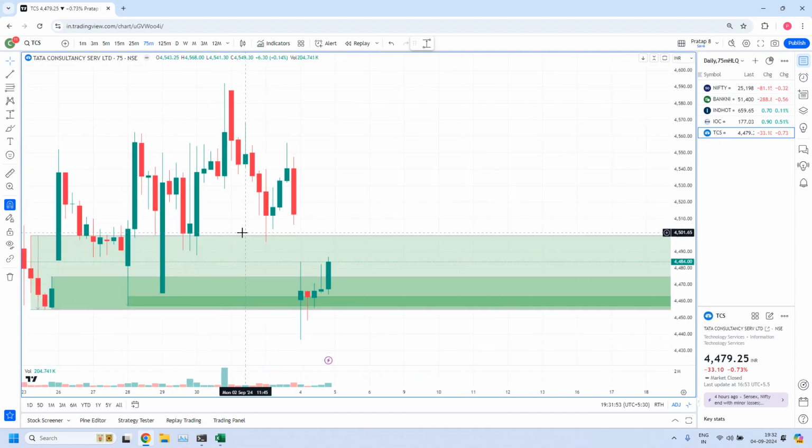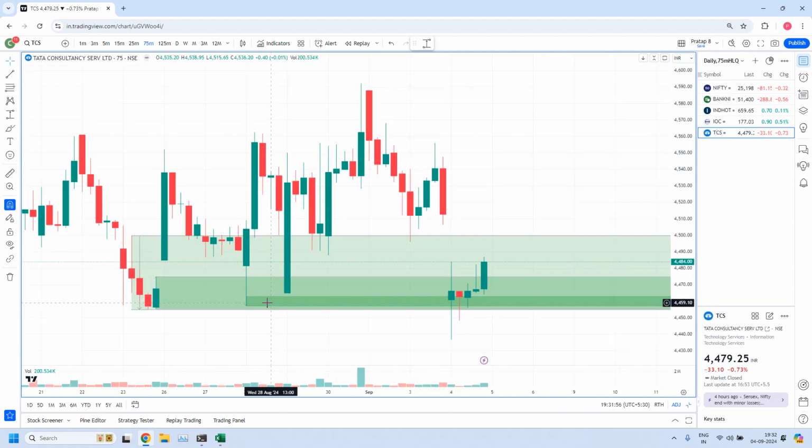TCS is a 75 minutes high liquidity zone. Here we have a leg-in candle. We have 1, 2, 3, 4 base candles and a rally candle, the leg out. This is how our software identified it.